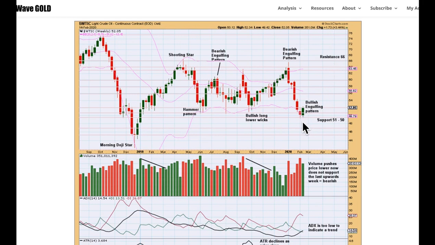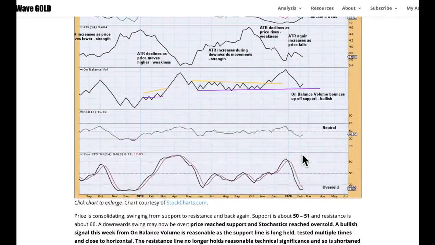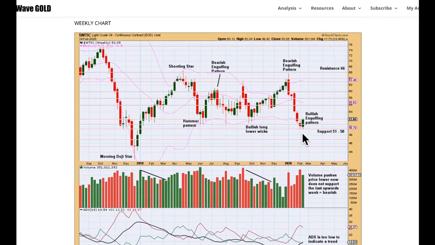At this low down here, we've got a bullish engulfing candlestick pattern. While price is at support, on balance volume is at support, and stochastics is oversold. All of that tells us to expect an end to this downward swing here. Volume pushed price lower down here. Compared to these previous weeks, there's some support from volume, but compared to these previous downward weeks, not as much support from volume for the bullish engulfing candlestick pattern here, but there's enough to give it just a little bit of weight.